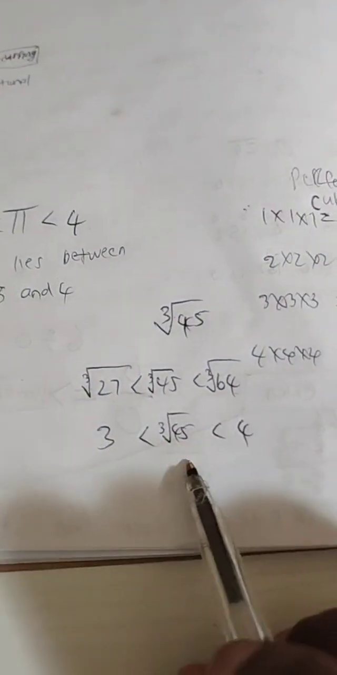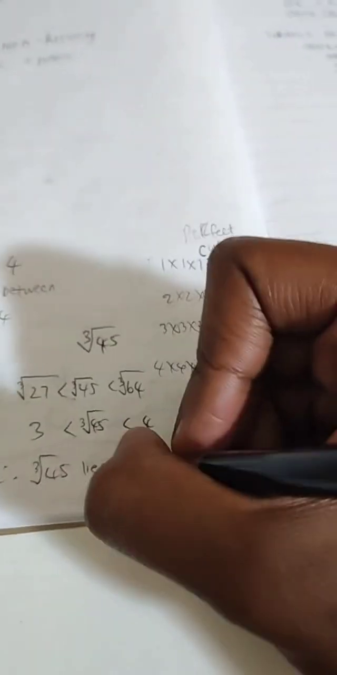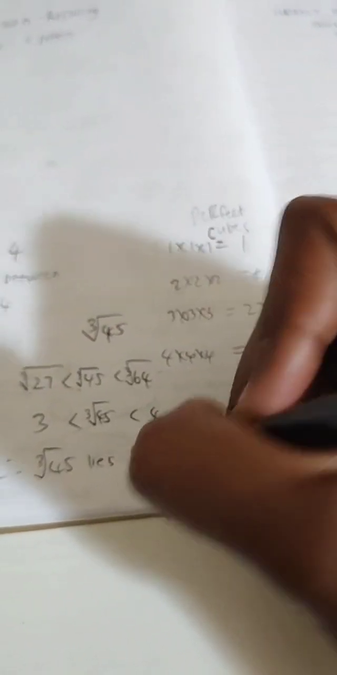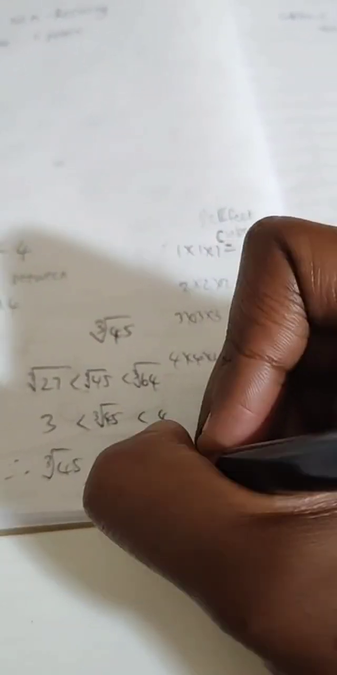Then let them put on their cube roots. When you apply the cube root to 27, you get 3. The cube root of 45 is still intact. You get 4 this side. And then what do we say? Therefore, the cube root of 45 lies between 3 and 4. And that's that.